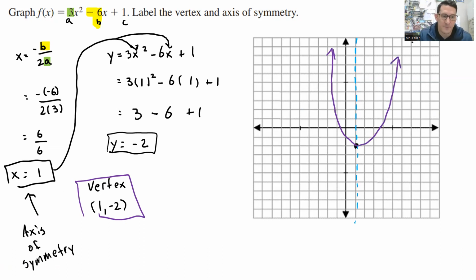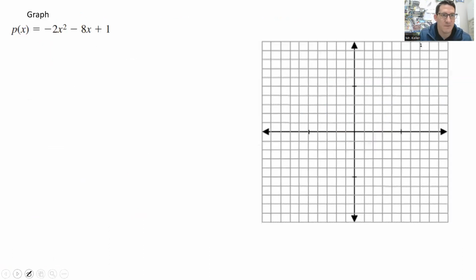Let's do one more with a negative, hopefully. Here we go. One more with a negative. I'm going to do the same thing. I need to find my x value for the vertex or axis of symmetry. That's going to be negative b over 2a. So negative b over 2a. So this is a, this is b, this is c.